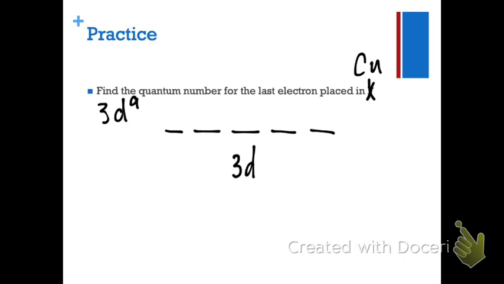Drawing it out is going to be really helpful when we're looking for our quantum number. D can hold 10, so there's 5 versions. To put in 9 electrons, we go 1, 2, 3, 4, 5, 6, 7, 8, 9. What electron am I looking at? That one right there, the last electron placed in copper.